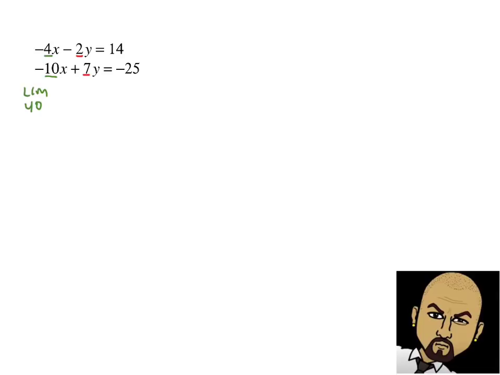And the least common multiple of the x coefficients is 40. For the y, the least common multiple is 14. Now, as you can see in this case, none of our equations' variable coefficients match the least common multiple. Because of that, we're going to have to multiply both equations by a value. I'm going to go ahead and use the y least common multiple, and so I'm going to multiply the first equation by positive 7, and that's going to give me negative 14y, a value for the y coefficient.